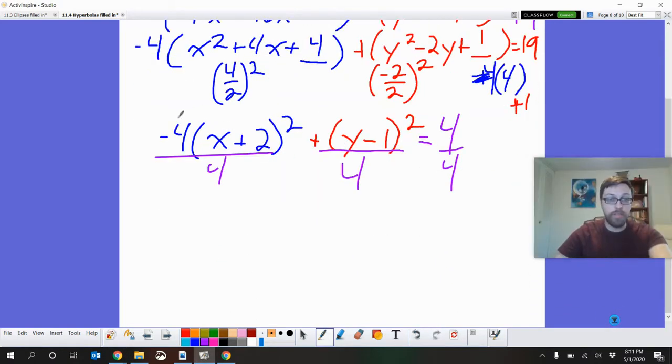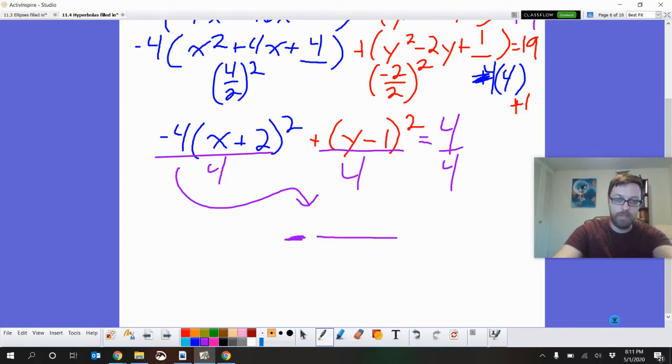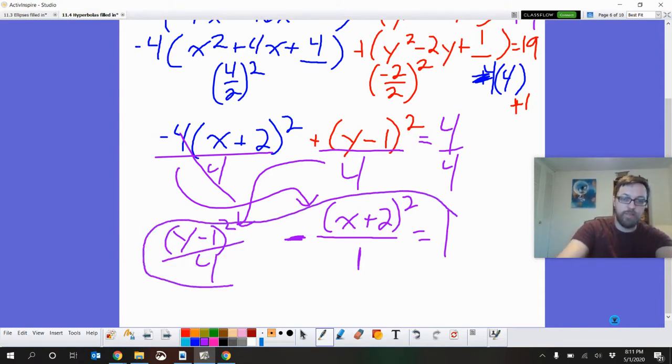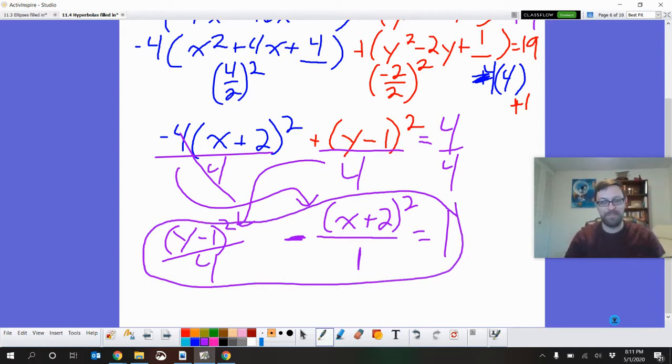Now, look at this. Here is our negative thing. We should have a negative thing when we're doing a hyperbola, so we want to make sure that this one shows up second, because that's just a little bit more polite for hyperbolas. So we got x plus 2 squared over 1, because the 4's cancel, but the negative remains. 4 divided by 4 is 1, and then this one is going to go over here. Y minus 1 squared over 4. So this is our standard form.